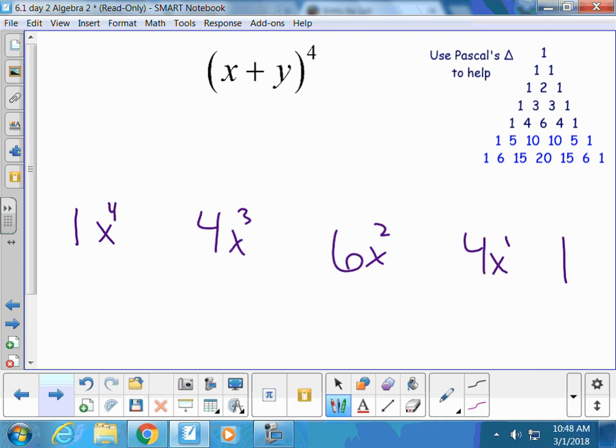How are you going to do your y's? Start on the far right with the y to the 4th, and just lose 1 degree as you travel to the left until you don't have any y's at all. That's your answer.